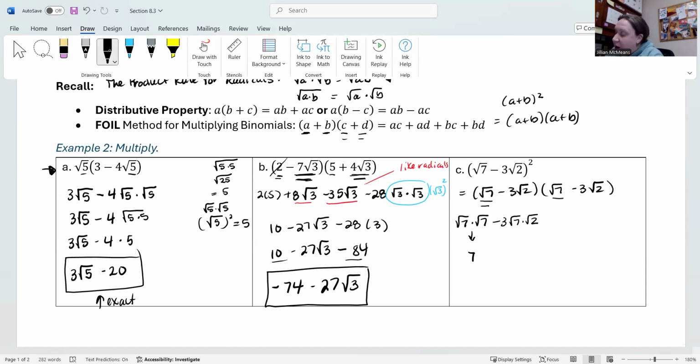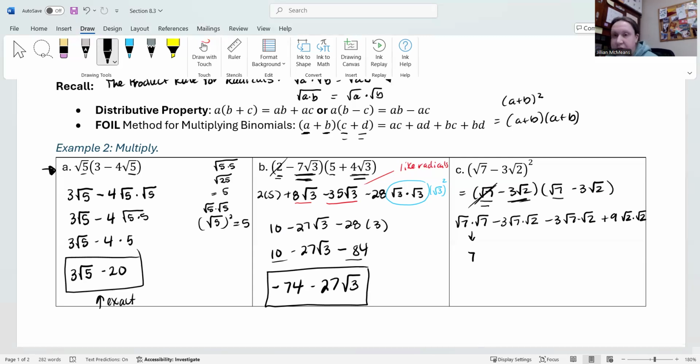I now have to come back. I'm done with this term right here. I'm going to come back and pick up -3 square root 2 and distribute that, okay? So -3 square root 2 times square root of 7 is -3 square root 7 times square root 2. And then finally, -3 square root 2 times -3 square root 2. I can multiply the -3's, so that gives me +9 square root 2 times square root 2. Whew, that's a lot, right? Lots of square roots. It's a mouthful.